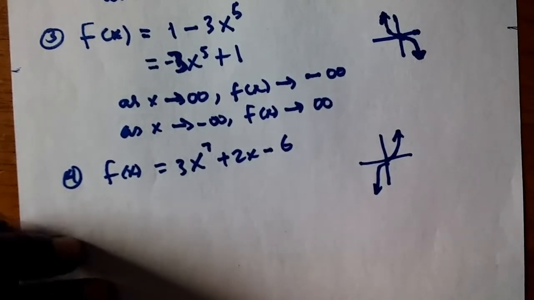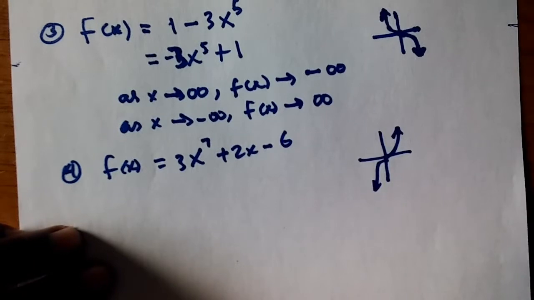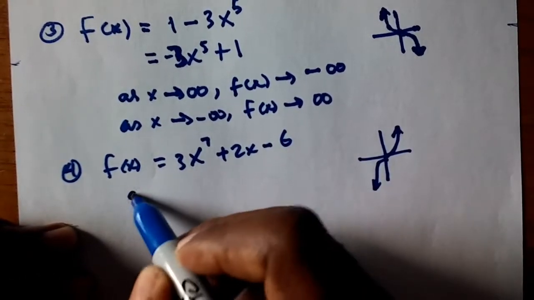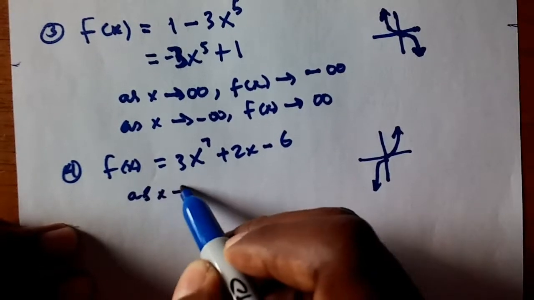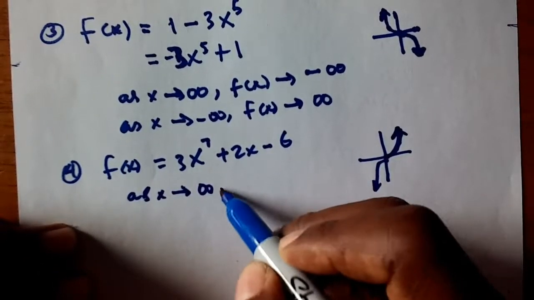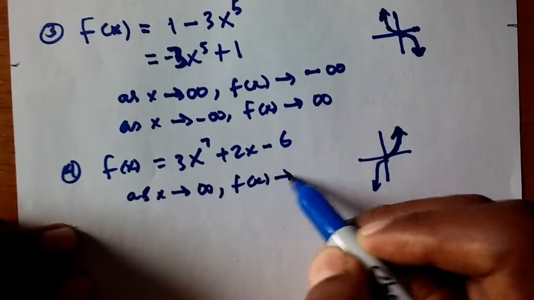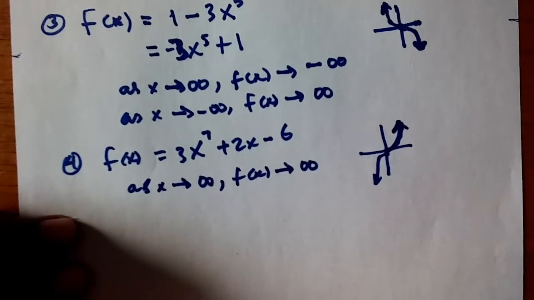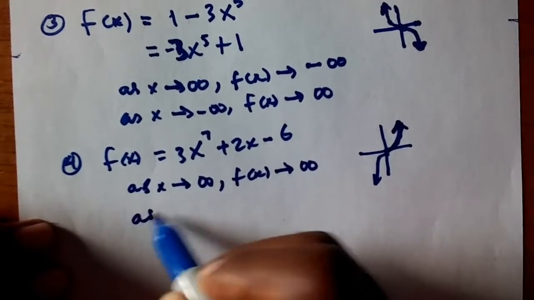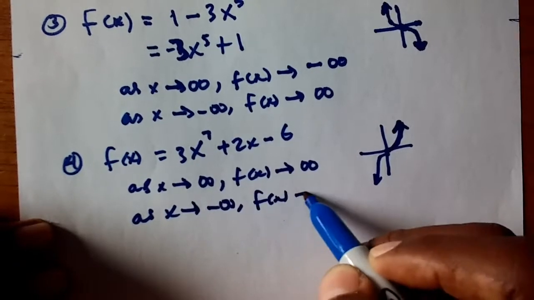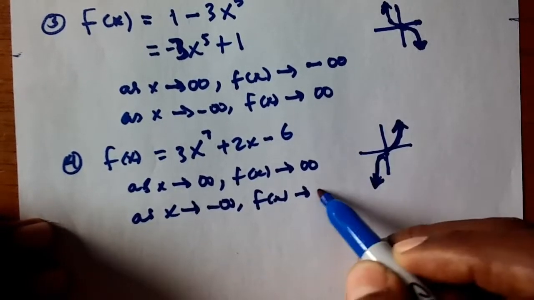So in this case, we can see that as x goes to infinity, f of x is going to be going up. f of x is going to be going to positive infinity. And as x goes to negative infinity, f of x is going to be going down to negative infinity.